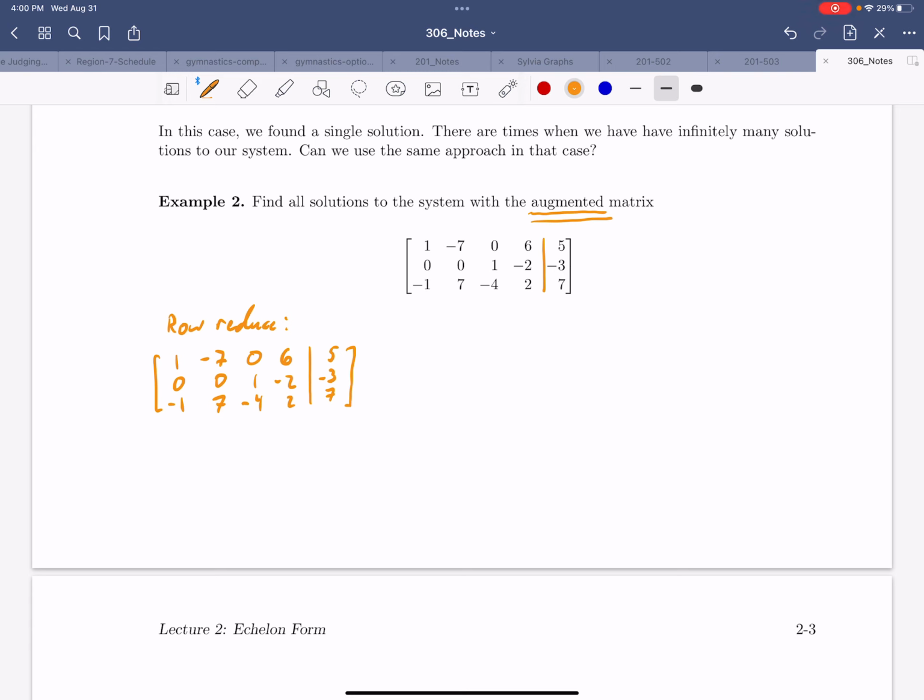Well, I noticed that this is 1, that's kind of nice. This is 0, that's also kind of nice. And this is -1. I'd really like that -1 to be a 0. So why don't I add row 1 to row 3?